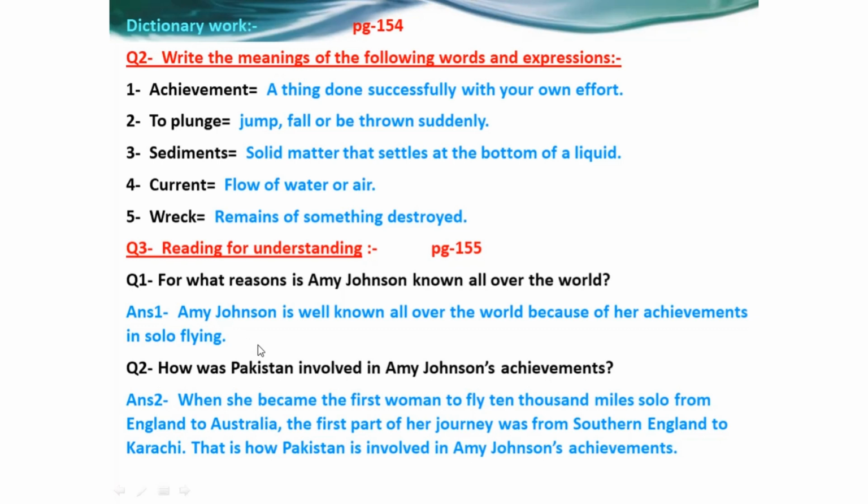Question number 2. How was Pakistan involved in Amy Johnson's achievements? Answer: when she became the first woman to fly 10,000 miles solo from England to Australia, the first part of her journey was from southern England to Karachi. That is how Pakistan is involved in Amy Johnson's achievements. This is the answer for question number 2. Students, you can always pause my video, complete your work, and then resume it. Now we will do the next question.